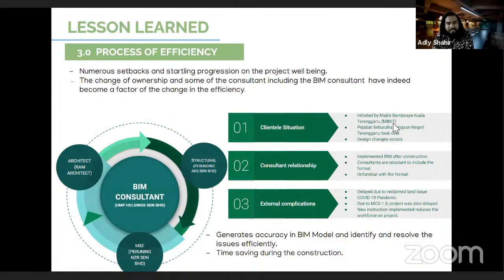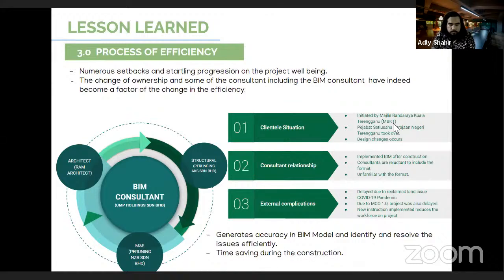Good evening. When we talk about process efficiency, there were numerous setbacks in the progression of the project since the beginning, because of the change of ownership, the involvement of BIM, and the change of BIM consultant, which has indeed become a factor in the change of efficiency. But in the end, by implementing BIM, it generates a lot more accuracy in the BIM model, and they managed to identify and resolve issues with time-saving effectiveness during the construction itself, because they managed to get it done during that stage.